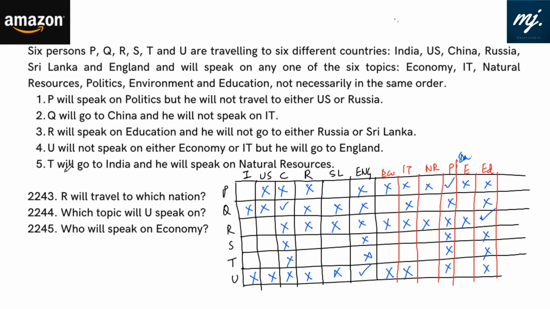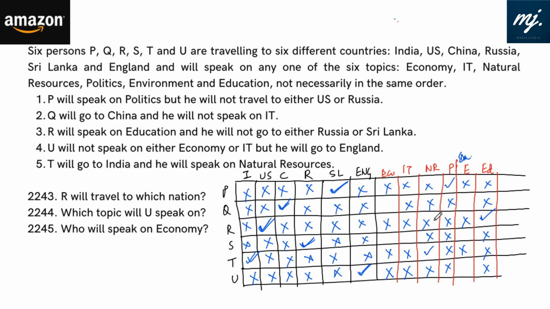So closely, this is getting alive. T will go to India. T is going to India. And he will speak on natural resources. Natural resources he will speak on. Now let's see what all ticks we are left with. P is going to Sri Lanka. Out. Then yes, R is going to US. Then S is going to Russia. So we have all 6 destinations with us.